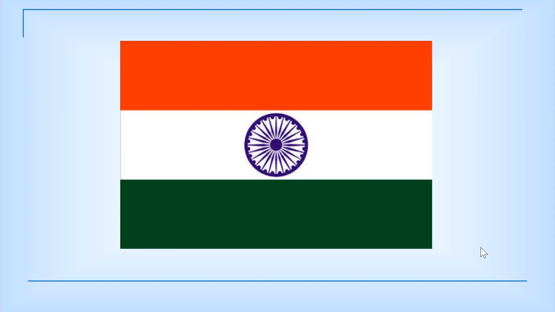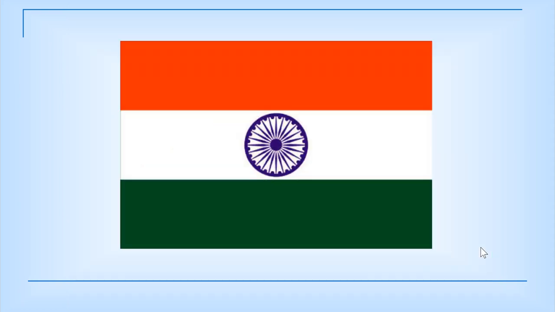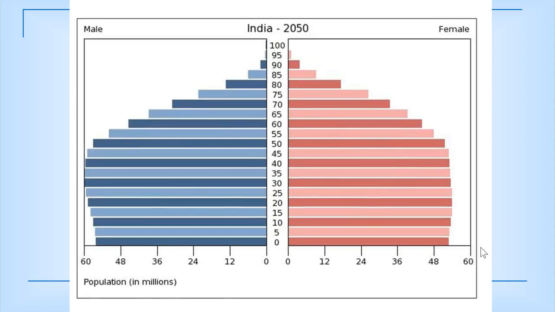Okay, so let's look at India. India in 2009, ooh, rapid growth and way more boys. We'll talk about that later. India in 2050, we have a boy bulge, right? India is working on making girls as valuable as boys, and so hopefully we will start to look like this, but we'll still have that boy bulge.